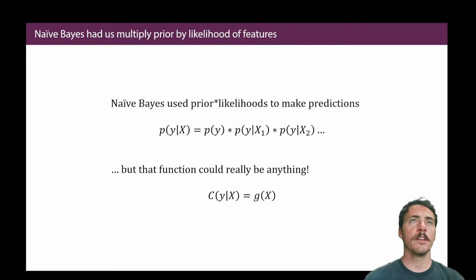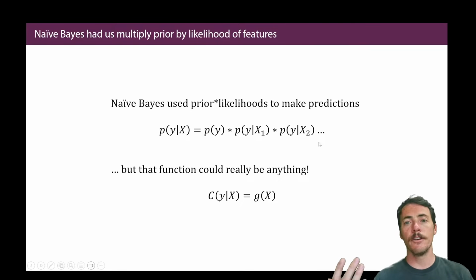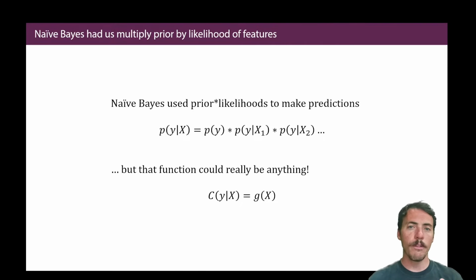Okay, so let's go back to naive Bayes for a moment. Naive Bayes had us making our prediction for something conditioned on something else based off of multiplying our prior probability by likelihoods of our features. So it looked like this expression here. This conditional probability was equal to some other probability times a series of other conditional probabilities based off of features that we know about the material. But that approach could really be generalized to any function. This conditional probability could be just equal to some function g that takes into account inputs x, our features.